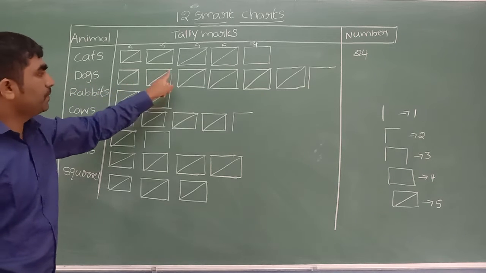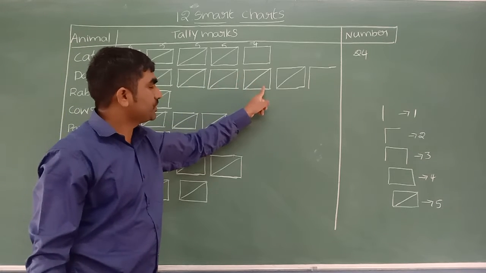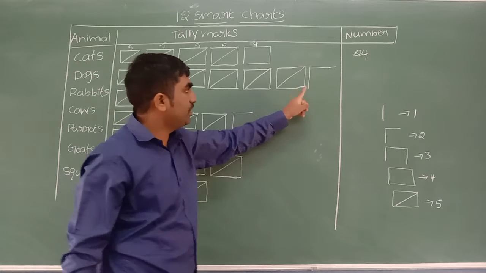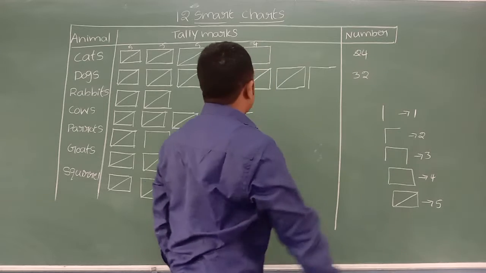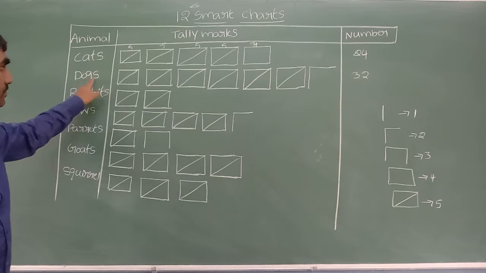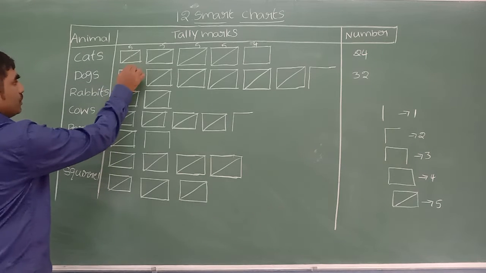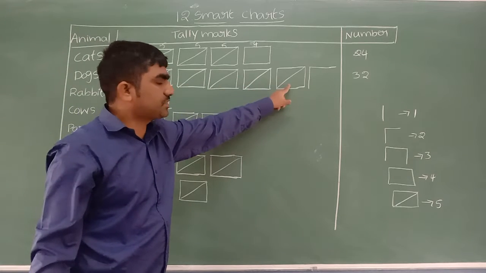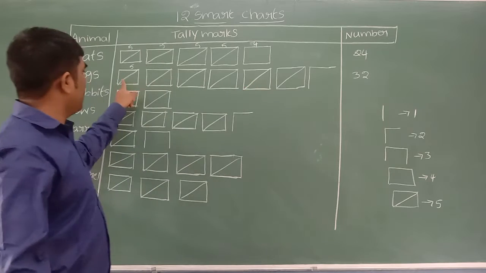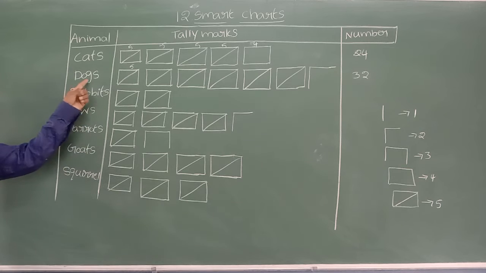5 plus 5 is 10, plus 5 is 15, plus 5 is 20, plus 5 is 25, plus 5 is 30, 31, 32. So 32 students have the pet animal as dogs. Hope it is clear. One box shows that there are 5 students. There are 6 boxes. 6 fives are 30, 31, 32. So there are 32 students who like the pet animal as dogs.